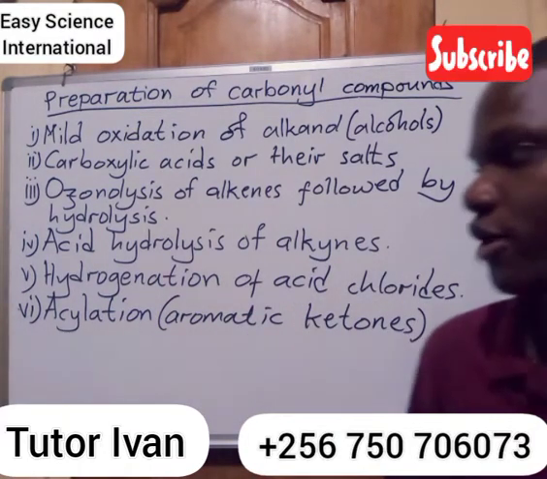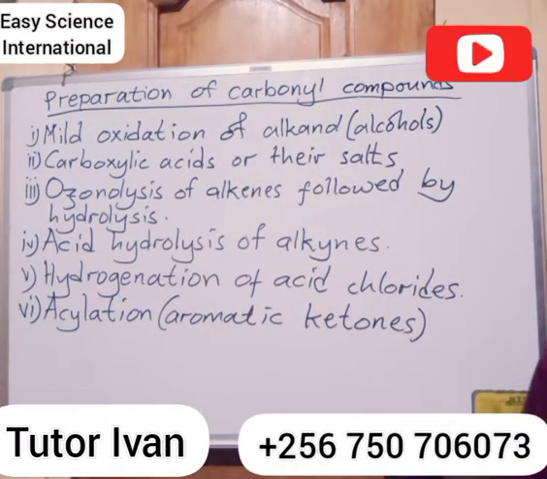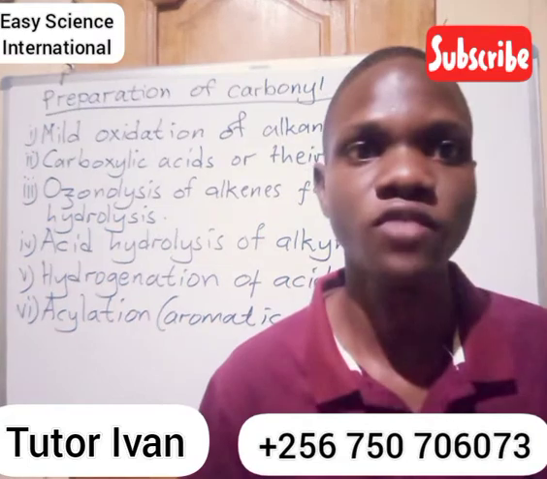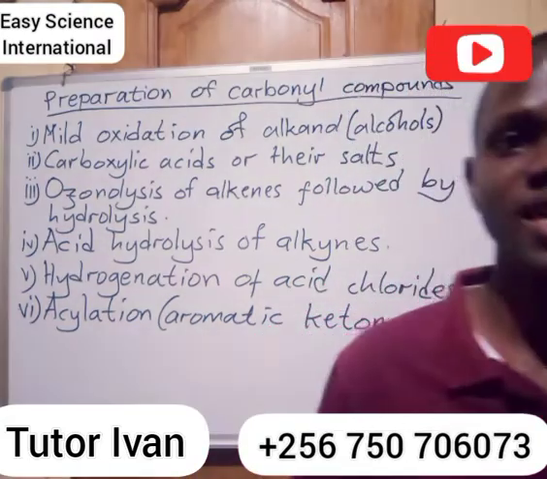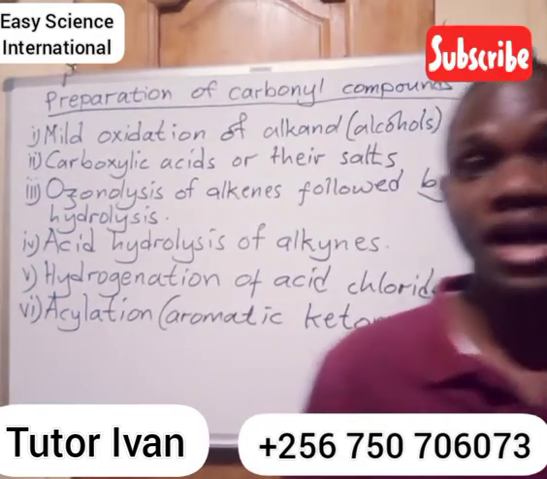Hydrogenation of acid chlorides, and lastly, they can be prepared from acylation. That is typically when you are forming aromatic ketones. Well, let us look at the first method of preparation of carbonyl compounds, and that is none other than mild oxidation of alkanols or the alcohols.